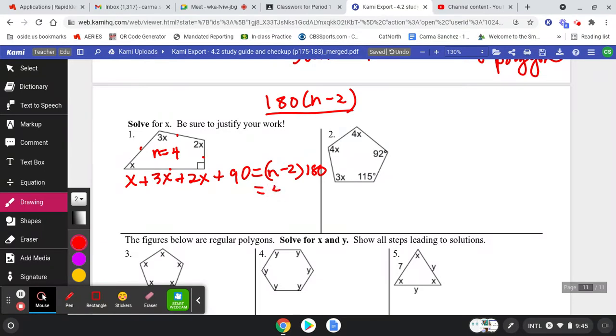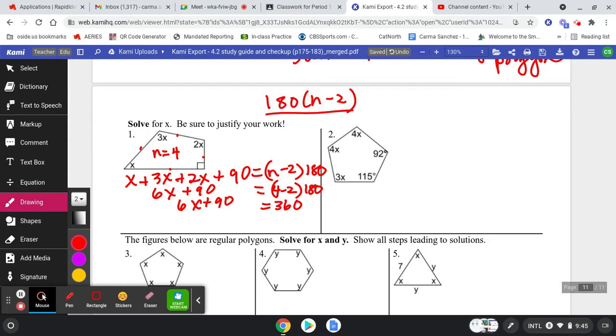So we're going to get 4 minus 2, or 2 times 180, and that equals 360. So you might have already known that inside of a quadrilateral, it equals 360. But in case you didn't, it comes straight from that formula on the right-hand side. Now let's go combine like terms. 1x plus 3x plus 2x's. Do you see that that's going to be 6x plus 90?